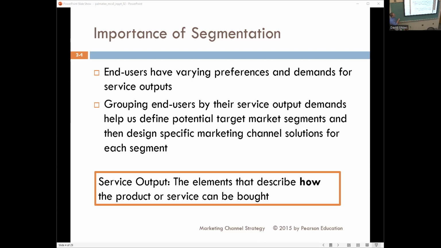So a service output describes the elements about how the product or service can be bought. It's not about the good itself, but how those goods are provided to a consumer. And sometimes the how is more important than the what.